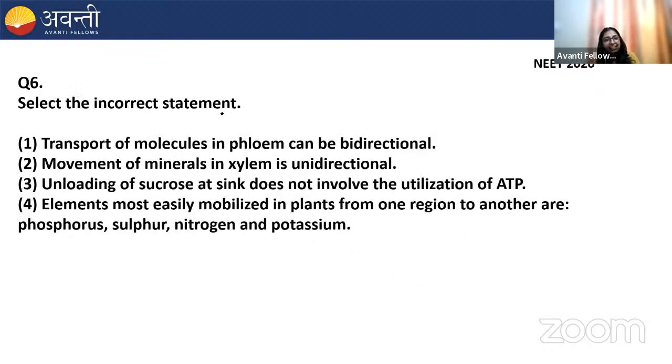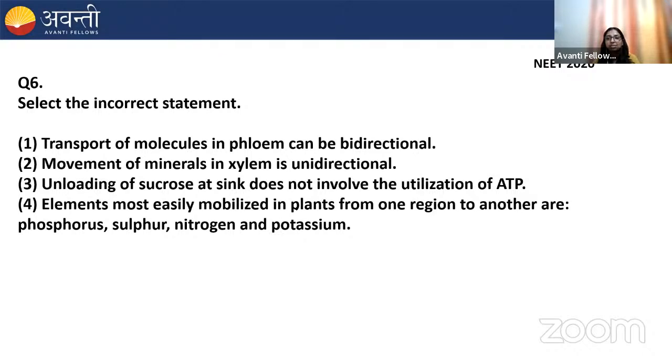Next is select the incorrect statement. Some statements are given. You have to select which statement is incorrect. Option 1 says transport of molecule in phloem can be bidirectional. Option 2 says movement of mineral in xylem is unidirectional. Option 3 says loading, unloading of sucrose at sink does not involve the utilization of ATP. Option 4 says elements most easily mobilized in plants from one region to another are phosphorus, sulfur, nitrogen, and potassium. What do you think? What will be the correct option for this question?